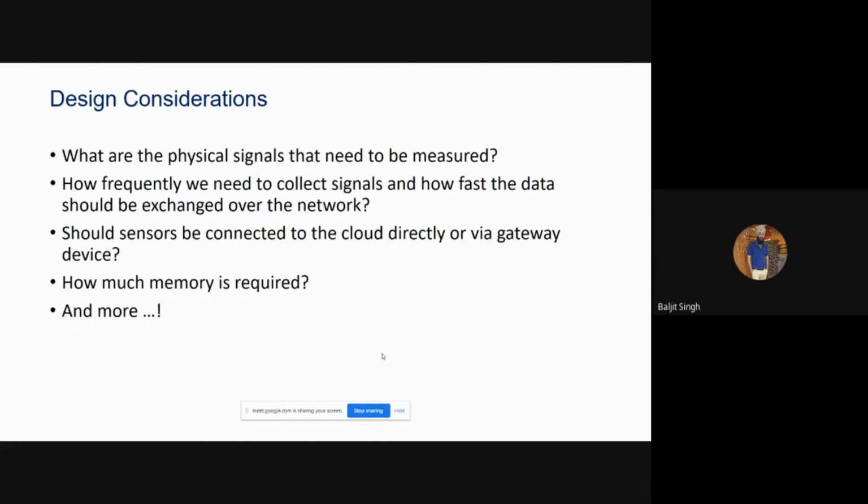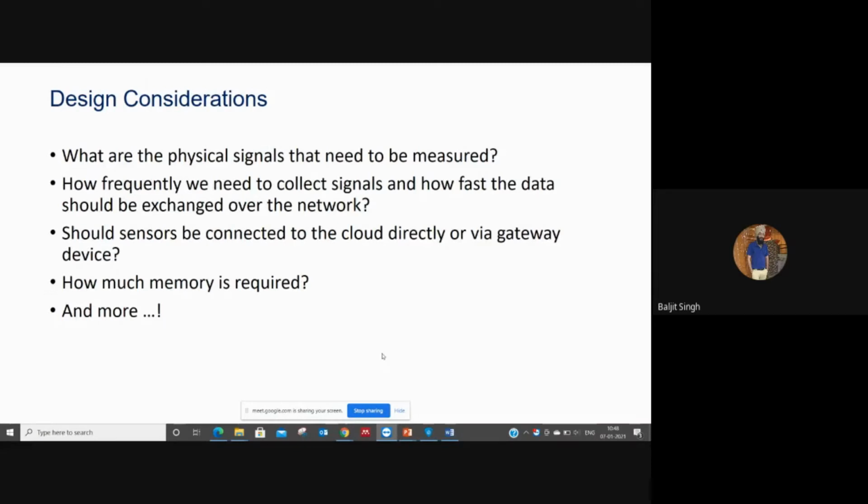And there can be many more questions, many more decision points, we can say discussion points, based on your specific application, which you need to consider before starting to design any system. Okay, so now coming to the hardware components of the system.